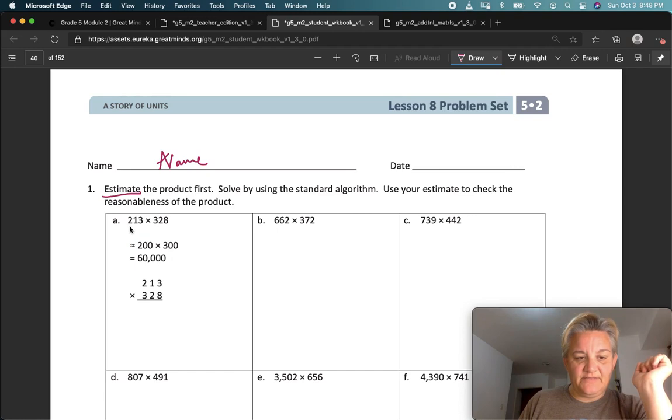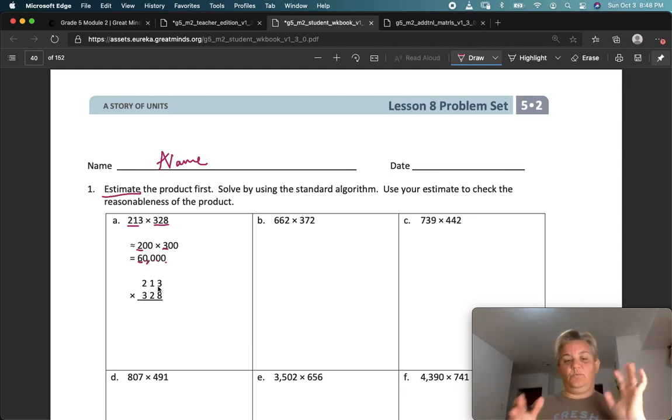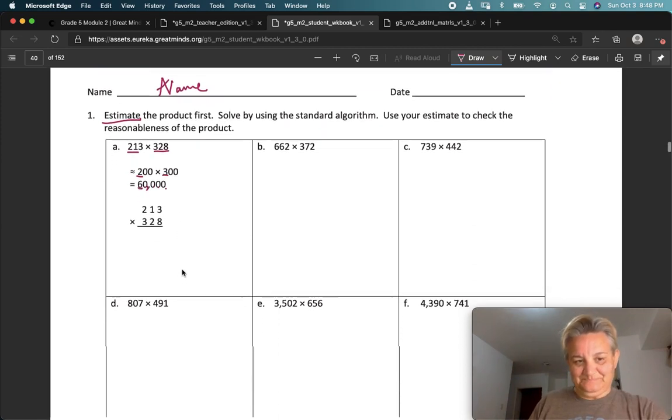So 213 times 328. So I'm going to round down to the nearest hundreds. And that's 200 and 300. And 2 times 3 is 6, right? There's the 6. And then 1, 2, 3, 4 zeros, okay? So I'm looking for an answer that's going to be close to 60,000, probably more than 60,000 because we rounded down on both numbers. But within an area that's going to seem reasonable. So let's start with the first one.